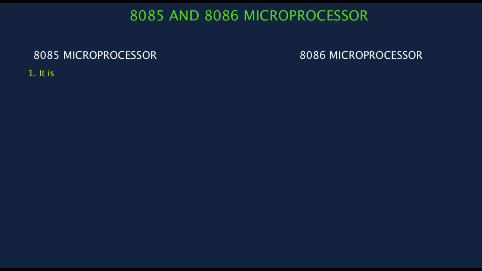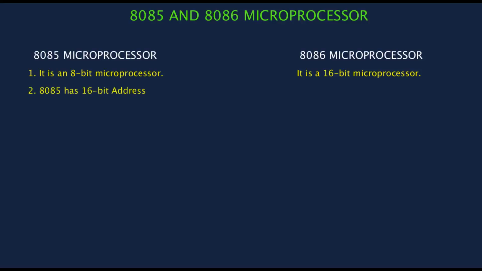Hello guys, in this tutorial we will see the differences between 8085 and 8086 microprocessor. 8085 is an 8-bit microprocessor while 8086 is a 16-bit microprocessor. 8085 has 16-bit address bus while 8086 has 20-bit address bus. 8085 can access up to 64 kilobyte of memory, while 8086 can access up to 1 megabyte of memory.